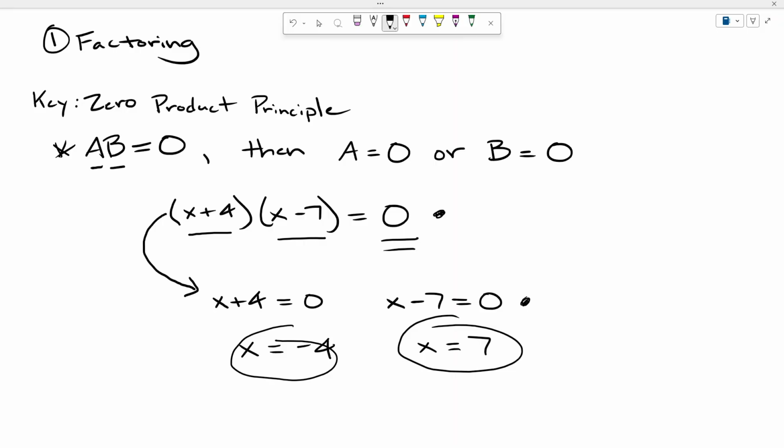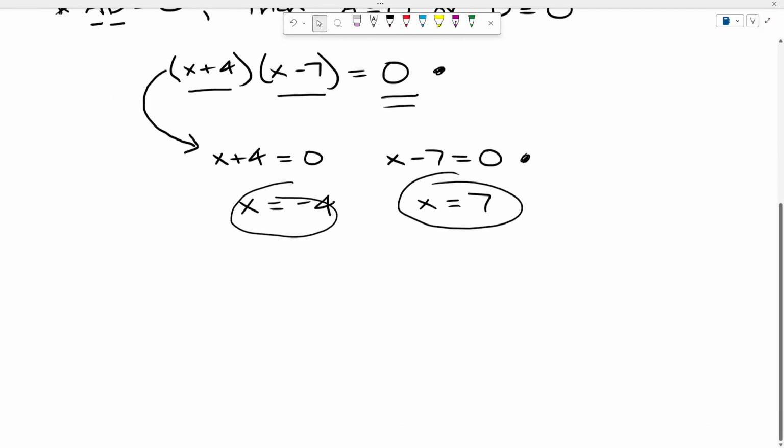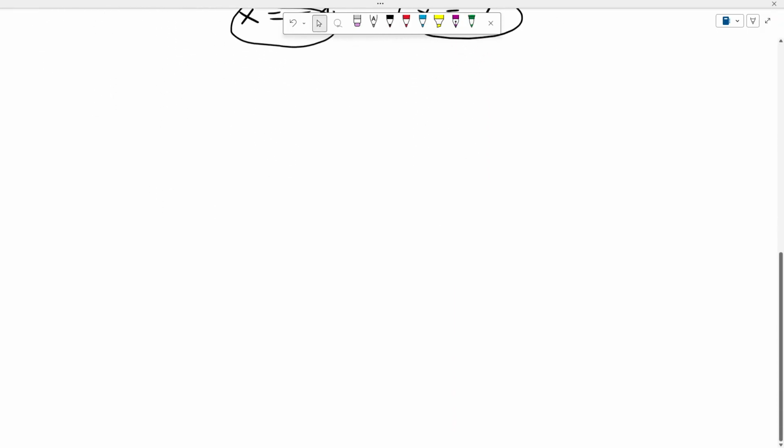So let's take a look at an example here. So we're going to be given a quadratic equation. So our highest power is going to be a 2. So we'll have x squared plus 4x equals 45. Okay?